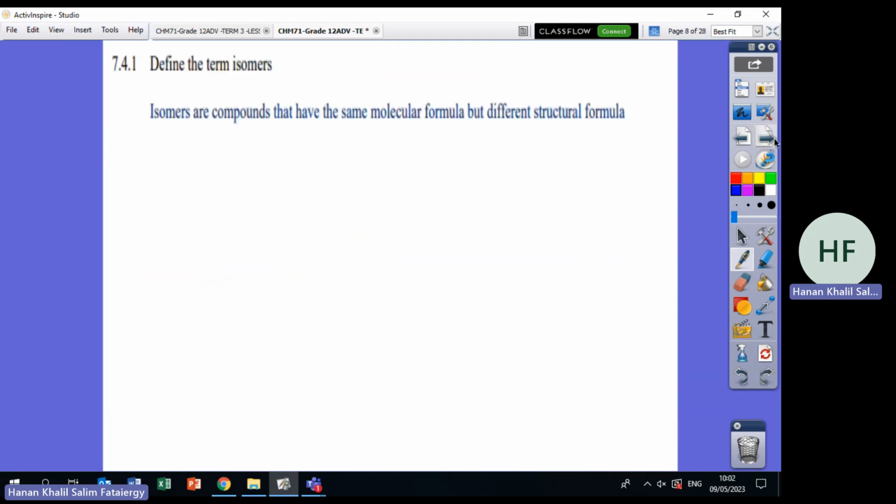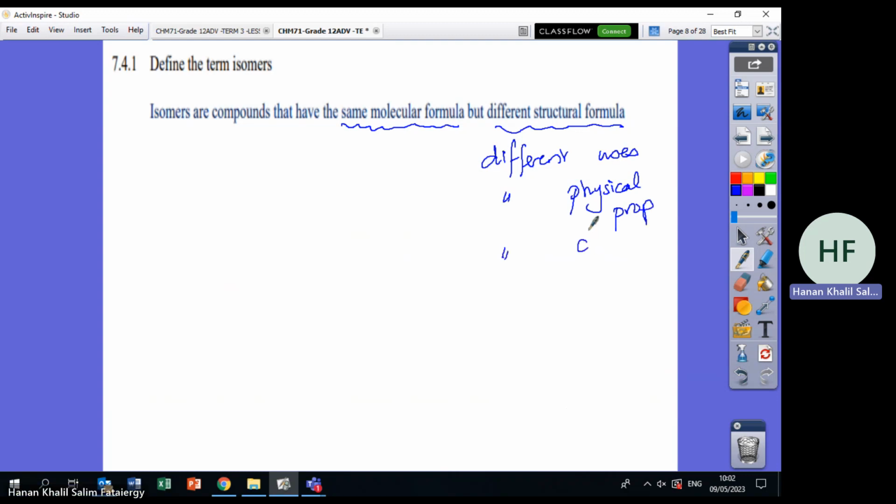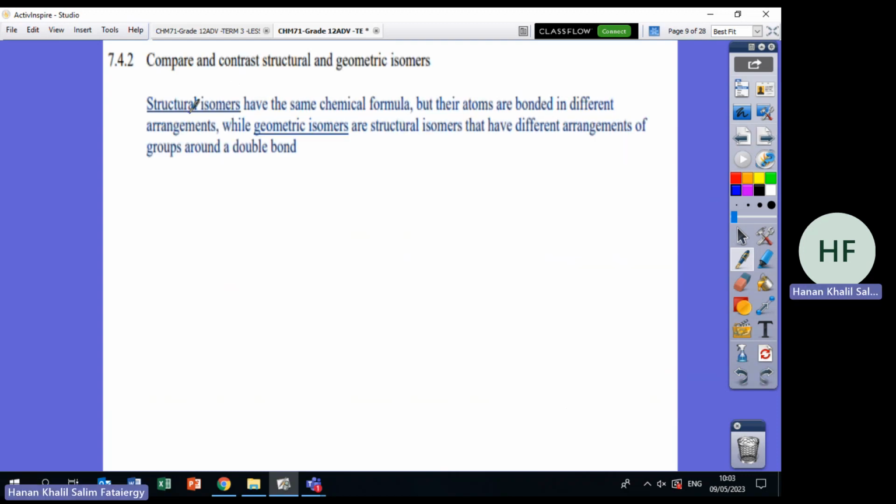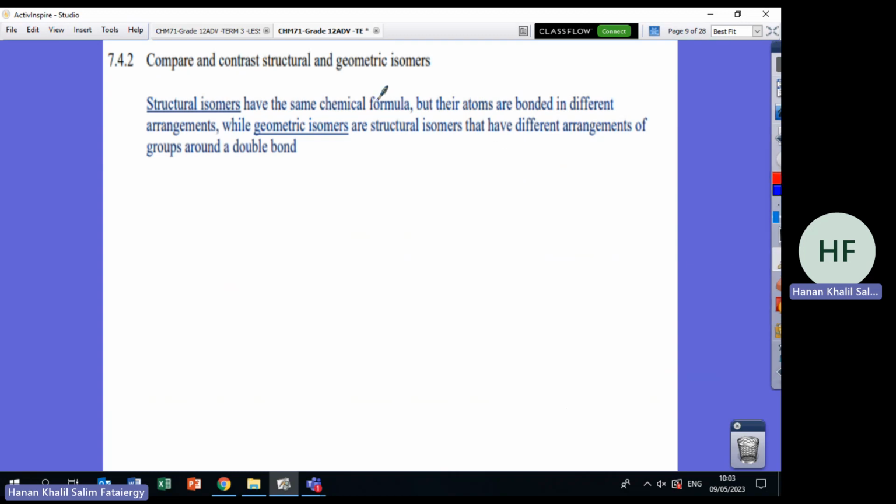Now I want you to define the term isomers. Isomers are compounds that have the same molecular formula but different structural formulas. Remember, they have different uses, different physical properties, and different chemical properties also. Okay, next. Structural isomers have the same chemical formula but their atoms are bonded in different arrangements.